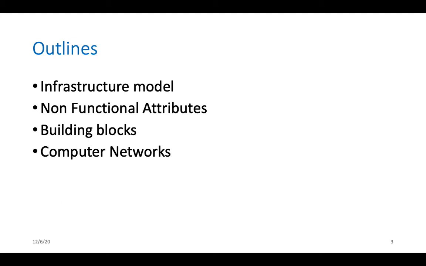So what we have today: we covered in the last session what infrastructure is, and we defined it. Today we will go over an example, a model of that infrastructure. Then we will move over the non-functional and functional attributes, as well as building blocks, and we will move to the area of networking, which is computer networks.